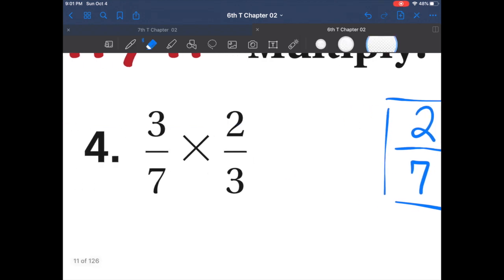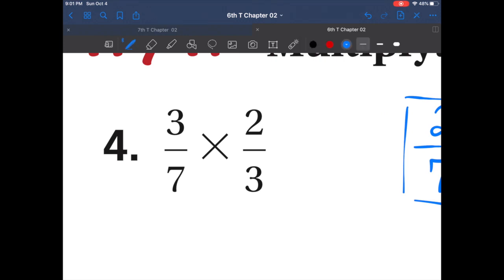But let's see if we can simplify before we even move forward. Let's see. Is there anything I can do with 2 and 7 besides 1? Right? That's it. There's nothing I can do. So there's nothing to do there. But I can do this. Is there a number that goes into 3? Right? 3 and 3? Yeah. It's 3. So let's divide by 3.